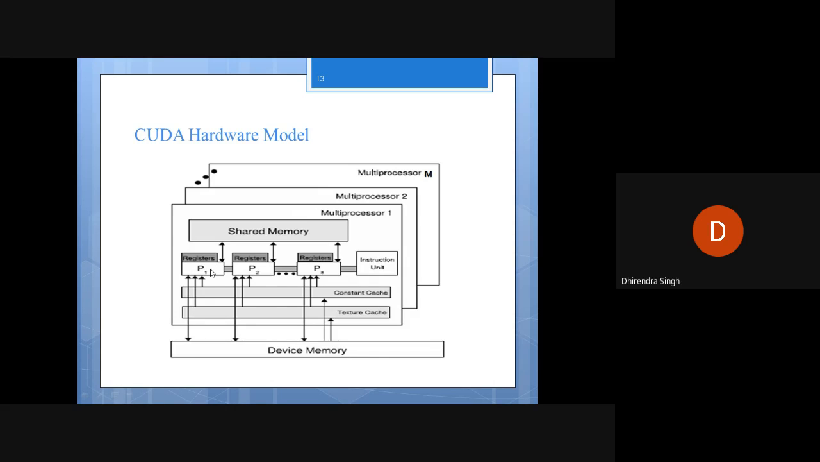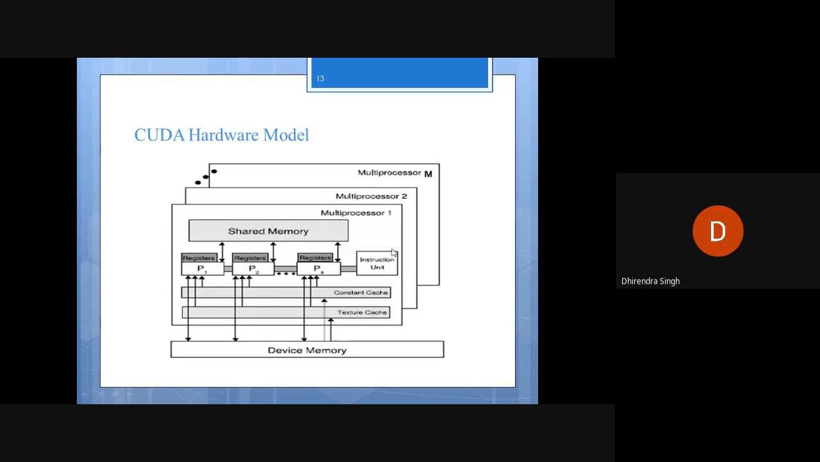every multiprocessor has a shared memory. This memory is shared between all the processing units present inside one SM. Like this multiprocessor has n processing units or n cores, and all these cores can access this shared memory. Then every core also has its own register memory. Okay.